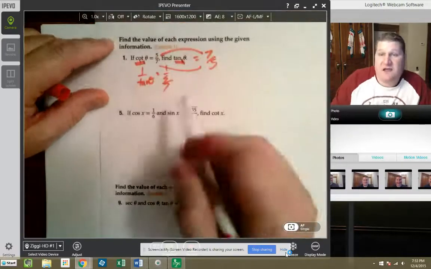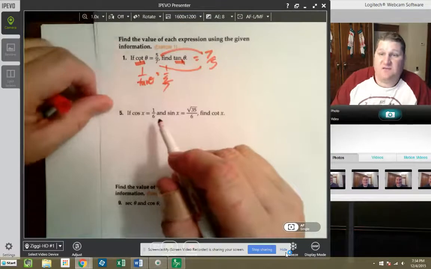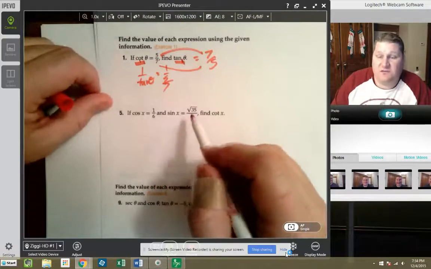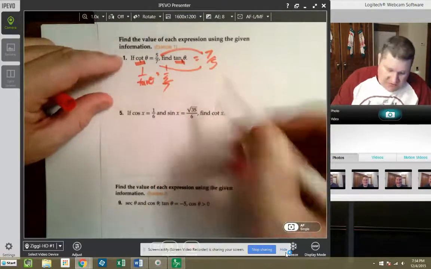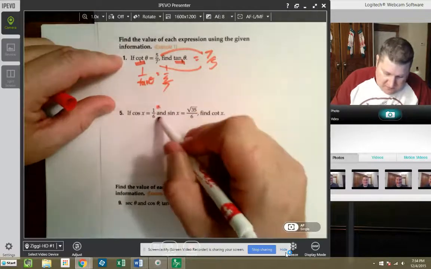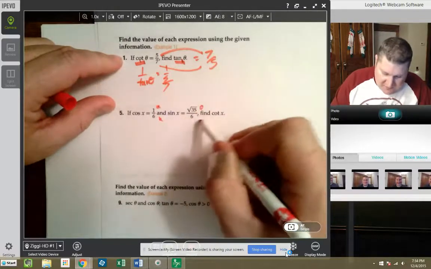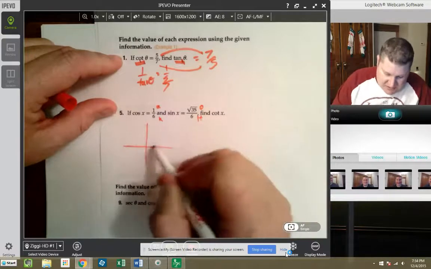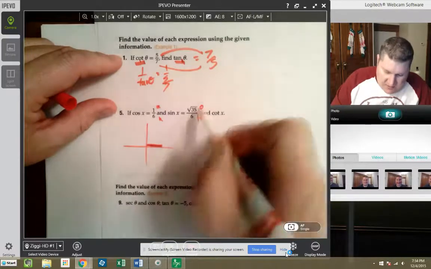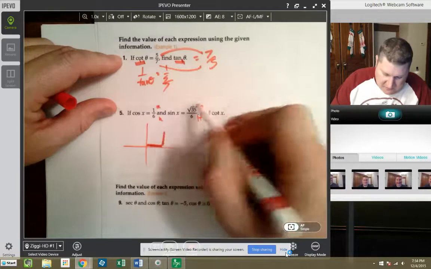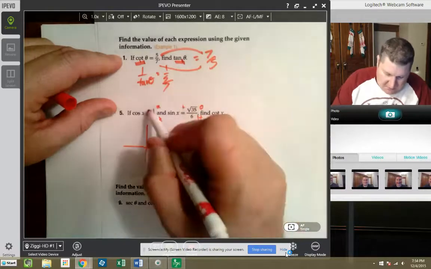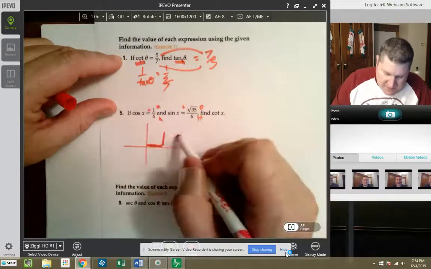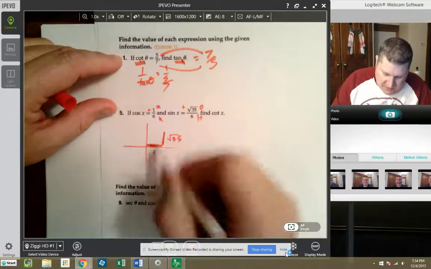Now, on the other hand, if cosine x equals 1/6, then sine x equals root 35 over 6, find cotangent. Well, that's adjacent, that is hypotenuse, that is opposite, that is hypotenuse. I'm going to draw a picture. My adjacent side is going to be 1. My opposite side is going to be, since this is positive, going up. So I got positive, I got root 35, I got 1, I got 6.